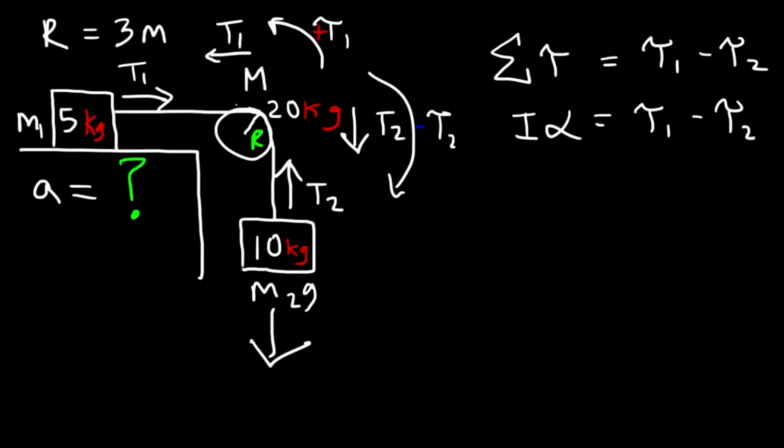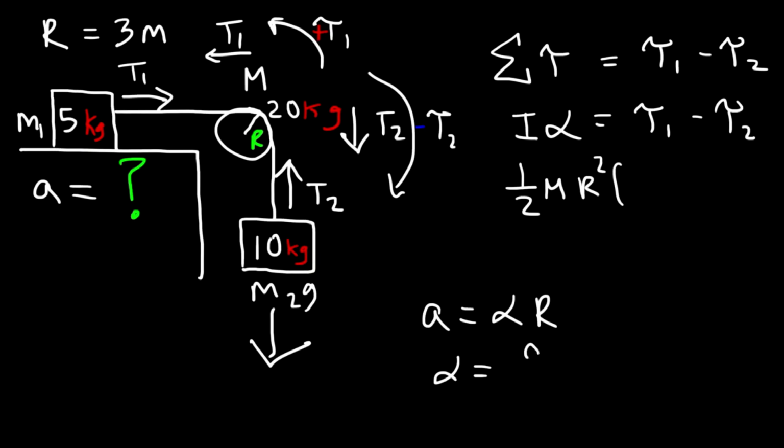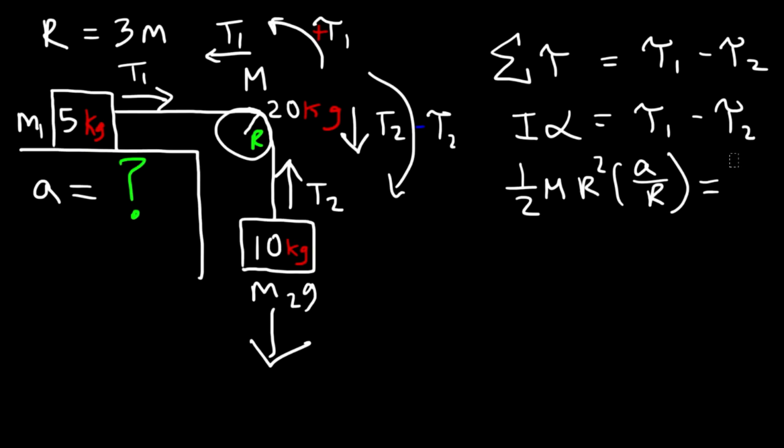Now the inertia of a solid disk is 1/2 times the mass of the disk times r squared. Linear acceleration is equal to the angular acceleration times r, so angular acceleration is linear acceleration divided by r. So I'm going to replace alpha with a over r. And so that's equal to this stuff on the right side.